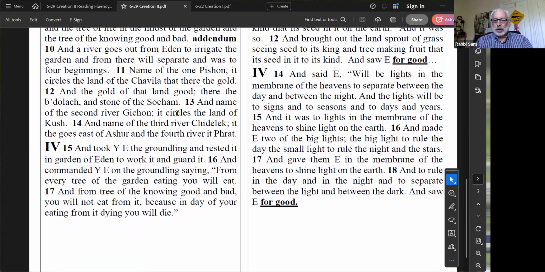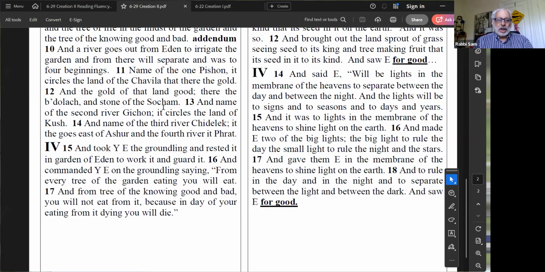I don't know how you can have bad gold, except that the gold could be used for bad purposes. But we're told that was good gold. Maybe some of the gold was more impure than other gold. But the author needs to tell us that was the good gold place.